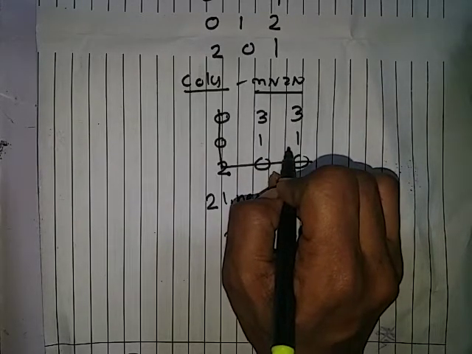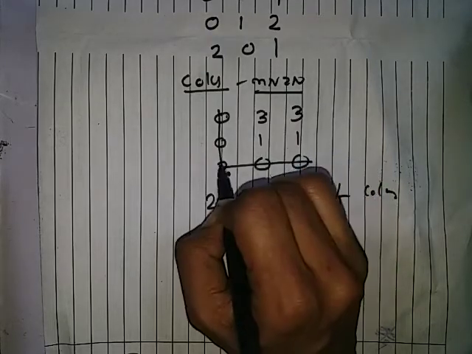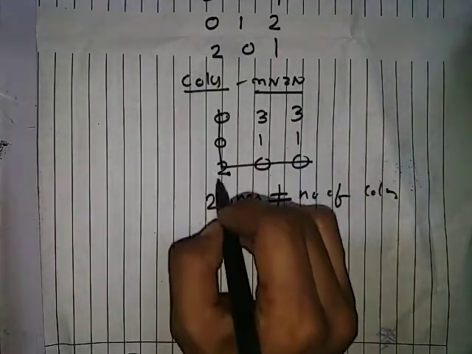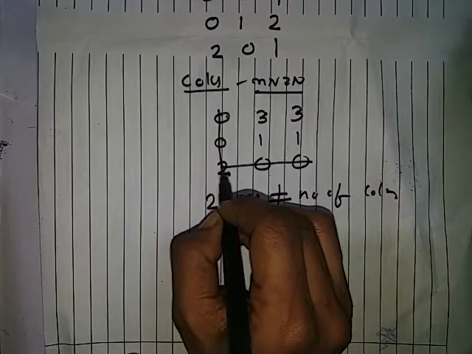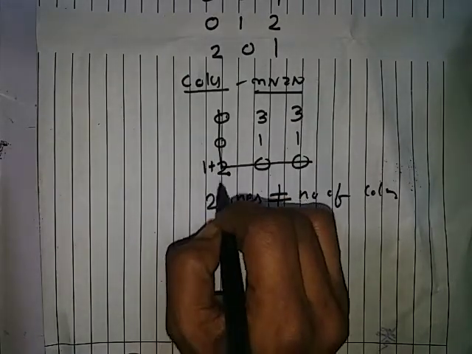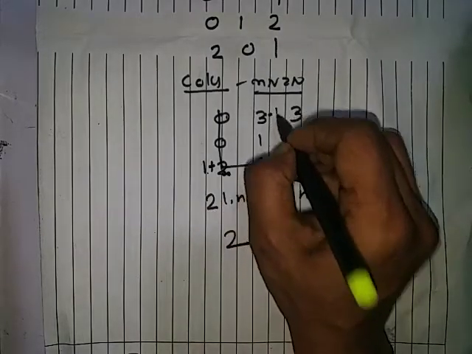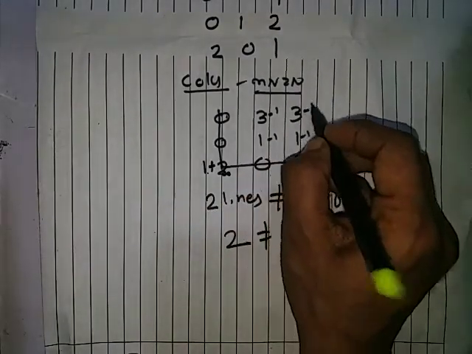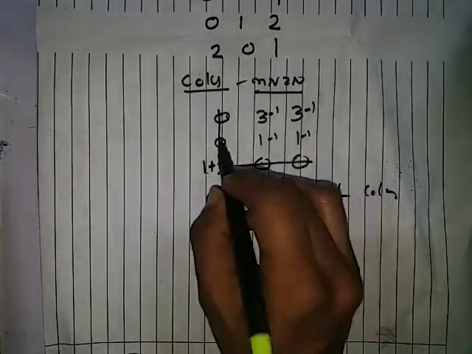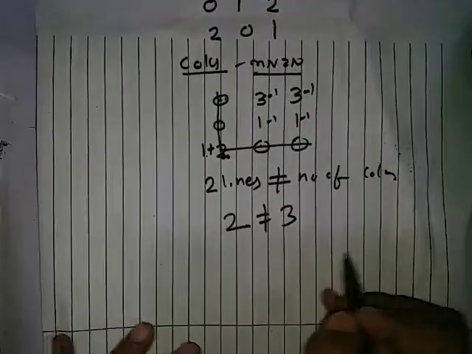What was next step? Adding this 1 at the intersection of lines. Here only one intersection. So here 2 plus 1 will come. At the intersection we will add. Outside element we will subtract 1 minus 1, 1 minus 1, 3 minus 1. The elements on the line will not be changed.